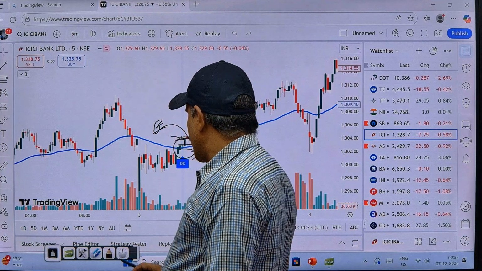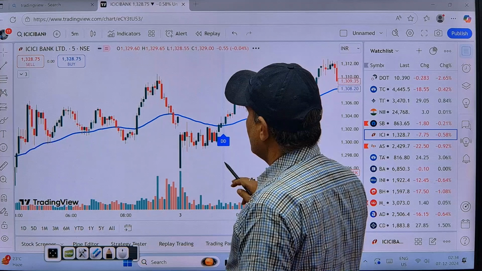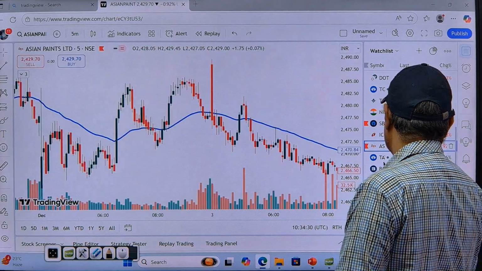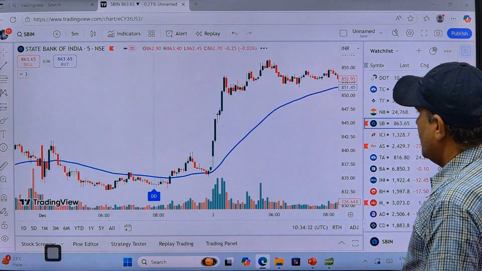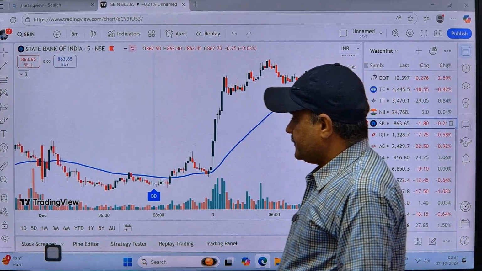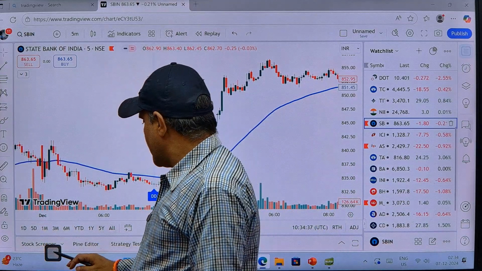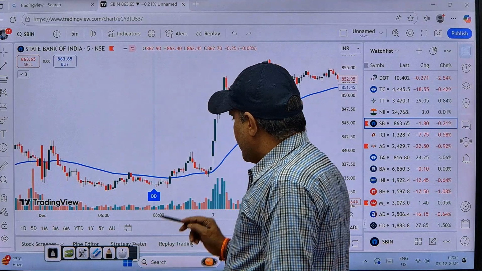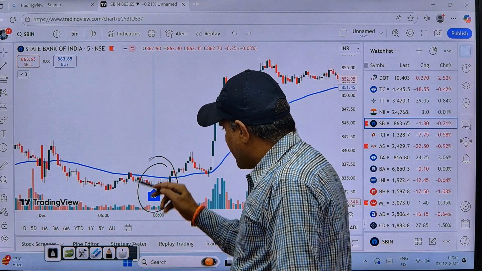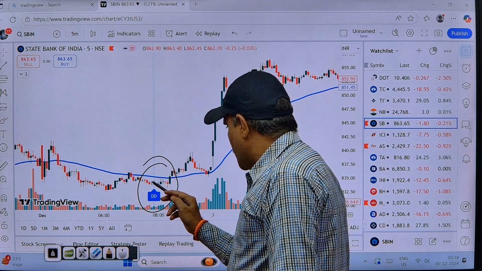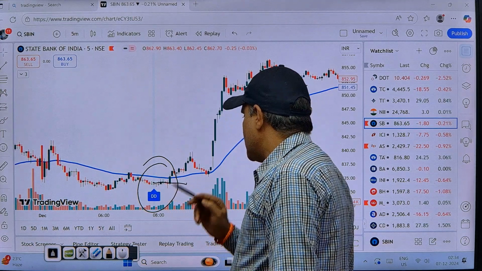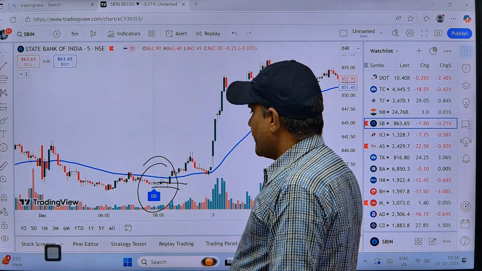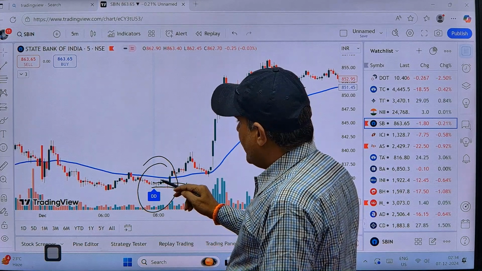Let's understand with another example. Let's see another chart, in SBI. We have seen this Dragonfly Doji here. This is the Dragonfly Doji. We are going to put one line above and one line below this Dragonfly Doji. We are not going to take any trade here.